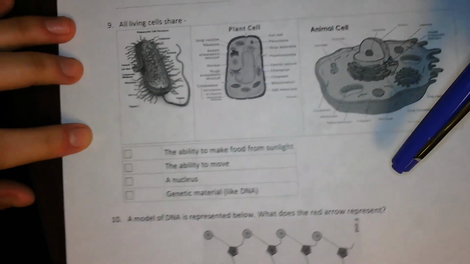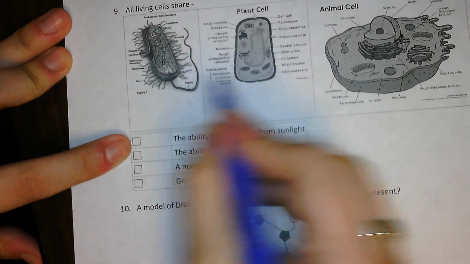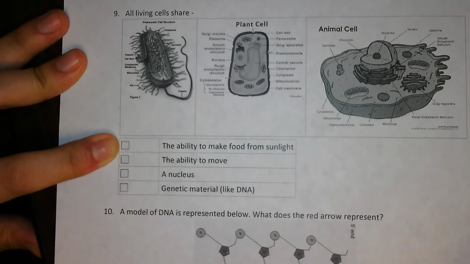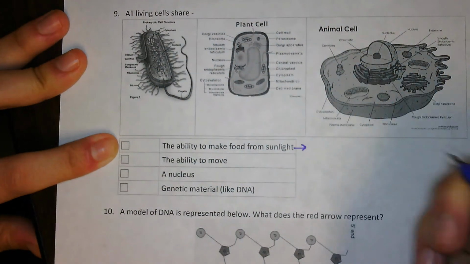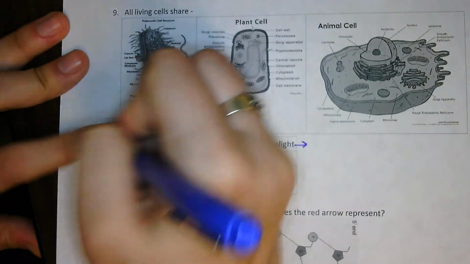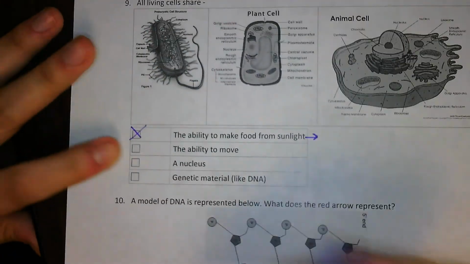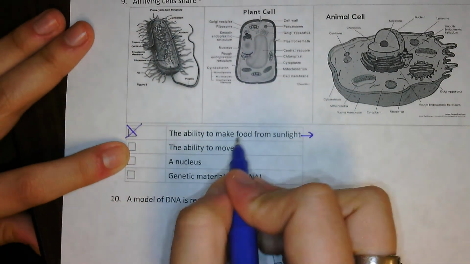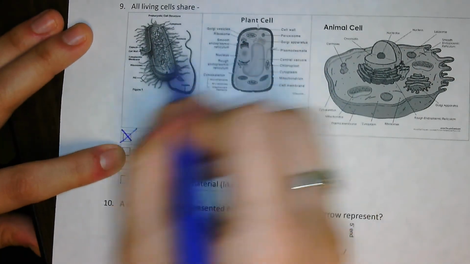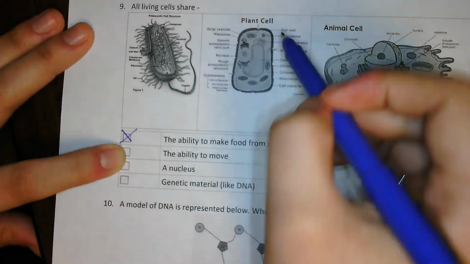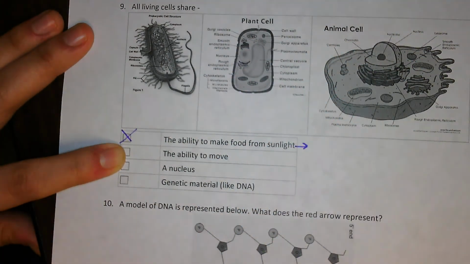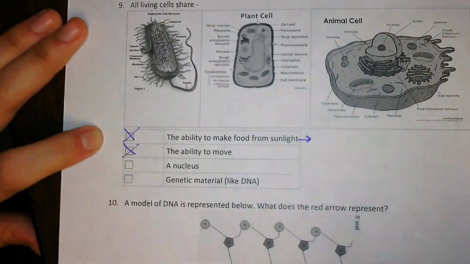All living cells share. So I have a few examples of cells here. The ability to make food from sunlight. Our cells can't do that, and I have living cells. I can't make food from sunlight, so this is not the right answer. The ability to move. Some cells can move, like this one. It has a little tail. This little tail helps it kind of whip around and move. But this one doesn't have a tail, and neither does this one. So these wouldn't be able to move. So not all cells can do this.